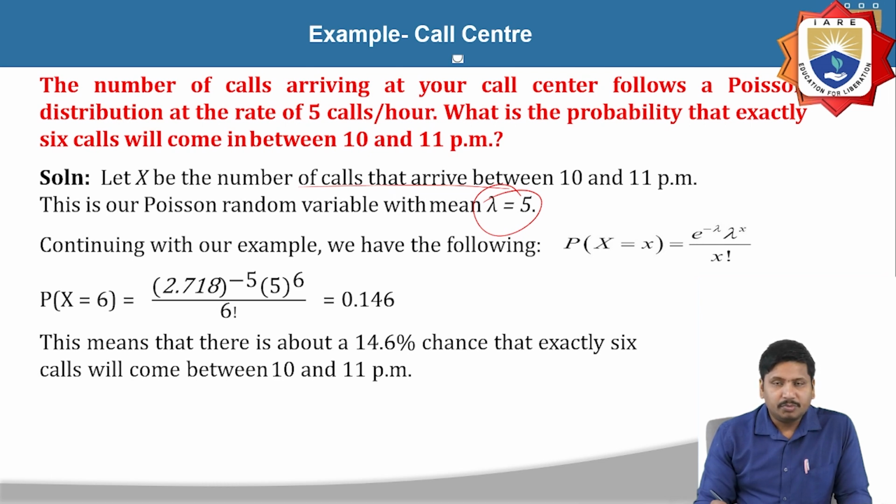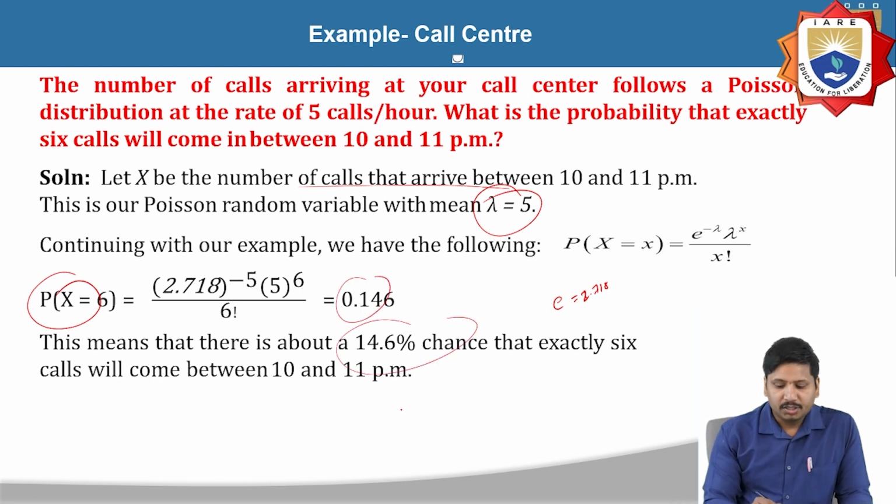By substituting all these values in the equation, e power, e value is 2.718, lambda value is 5 and lambda power x, the sixth call, right? So P(x). That means I'm going to get a 14.6% chance that exactly the sixth call will come in between 10 and 11 p.m.